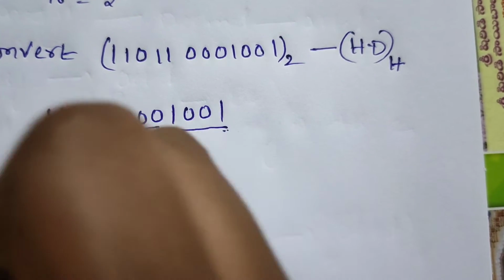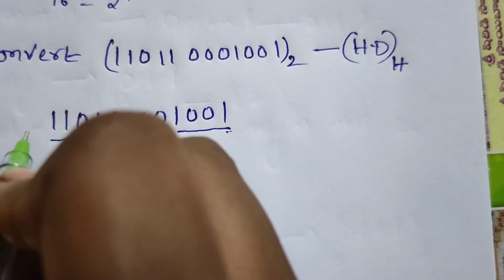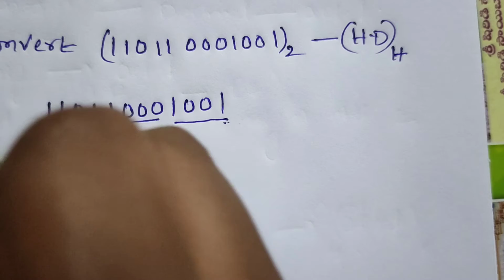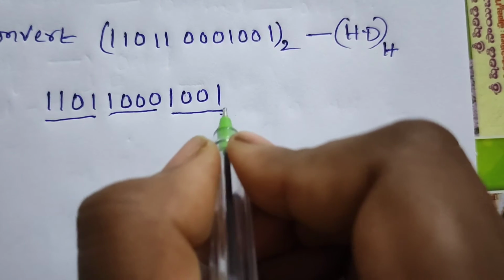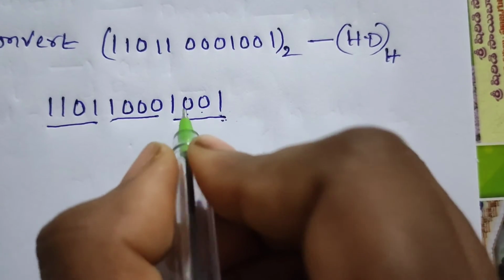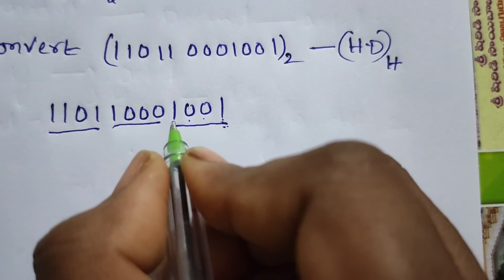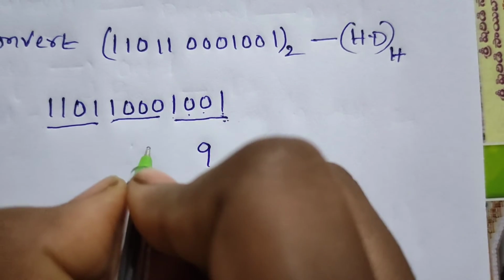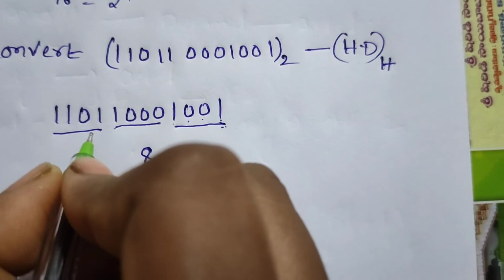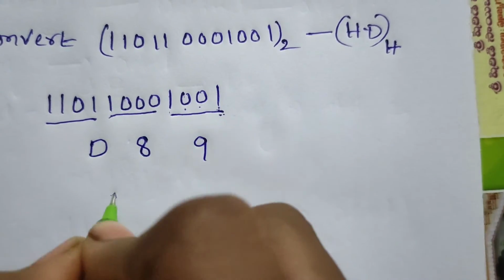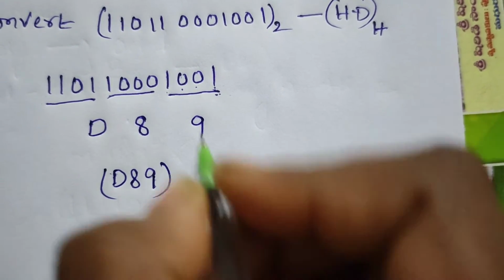So 4 bits are completed. Suppose if there is any one bit left, you can proceed with zeros and take it as 4 bits in a group. Here no bit is left, so there is no problem. So 1001 means 2 power 0, 2 power 1, 2 power 2, 2 power 3. So this is 0, you will get 0. 1 plus 2 power 3 is 8, so you will get 9. And this is 8, and this is 8 plus 4, 12, plus 1, 13. 13 in hexadecimal is presented as D. So D89 is the hexadecimal equivalent of this binary value.